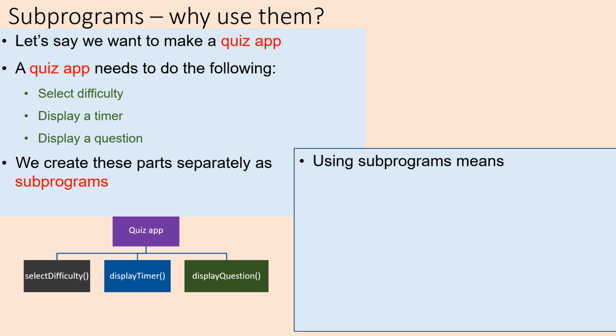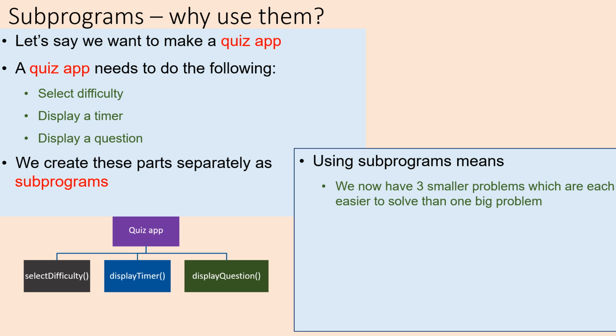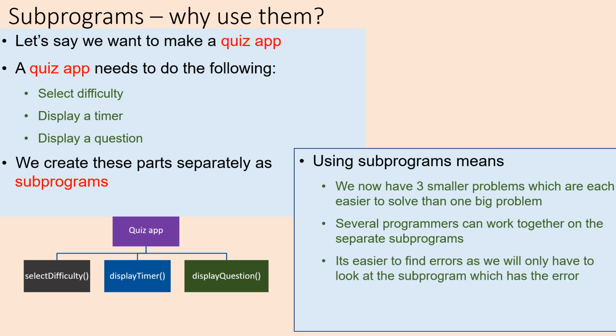Some of the reasons for doing that are things like we've got 3 smaller problems now. Each one of these is going to be individually easier to solve than one big problem. We can share the workload out. If we've got 3 programmers, for example, we could give each programmer one of these to work on. We can have a team of programmers working on each subprogram, because you can test them and run them independently. All we do is put them together to form the quiz app when they're all finished.